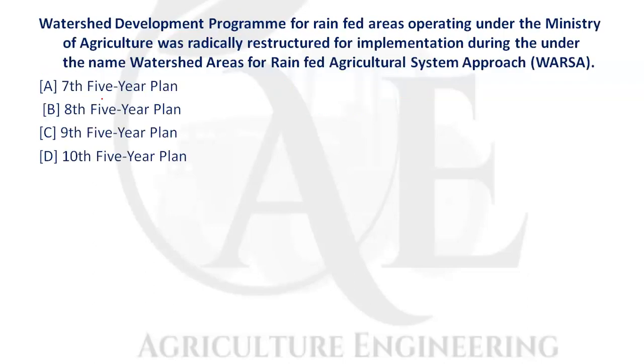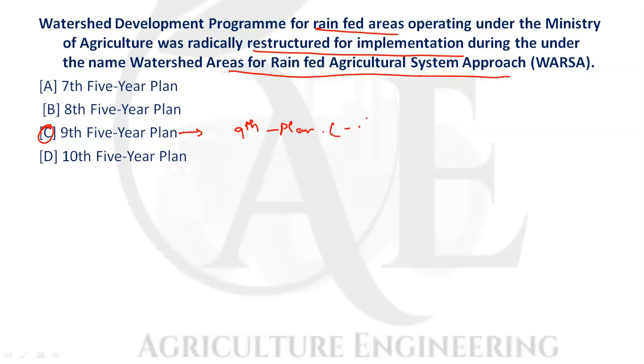Next question. Watershed development program for rain-fed areas operating under the Ministry of Agriculture was radically restructured for implementation under the name Watershed Areas for Rain-Fed Agriculture System Approach, during which plan? Here they are asking the 5-year plans. So what is this? 9th 5-year plan. In the 9th 5-year plan only, there will be a name of Watershed Areas for Rain-Fed Agriculture System Approach to reconstruct the rain-fed areas. So option C is the correct answer.